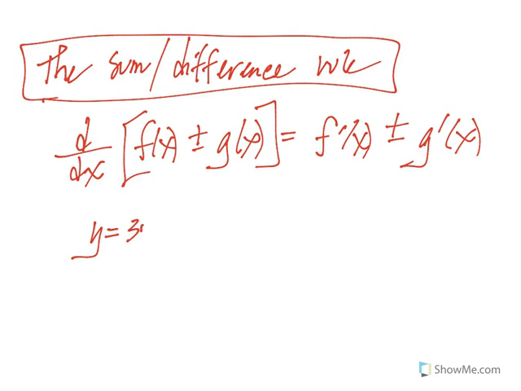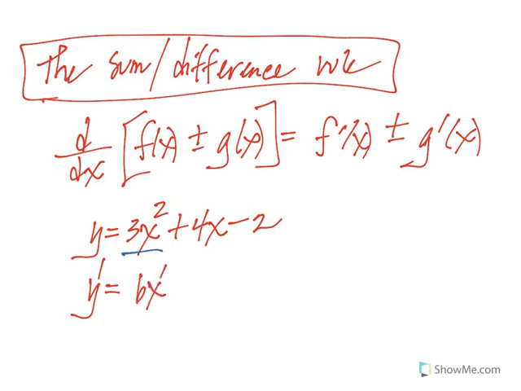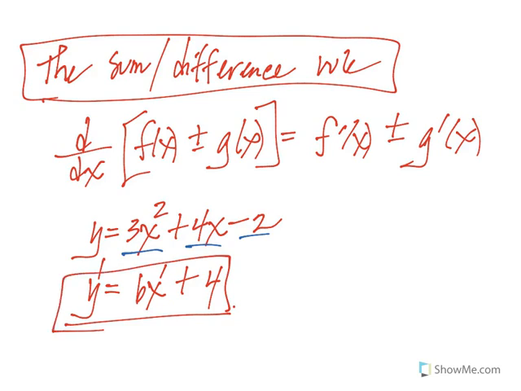So for instance, let's say y is equal to 3x squared plus 4x minus 2. When I go to derive that, I just do them each separately. So this first term here, 3x squared, is going to derive to 6x to the first. The second term there, the 4x, will derive to 4x to the 0 power, and x to the 0 power is just 1, so I get 6x plus 4. And then, of course, the last term here, negative 2, goes to 0. So my derivative is 6x plus 4.